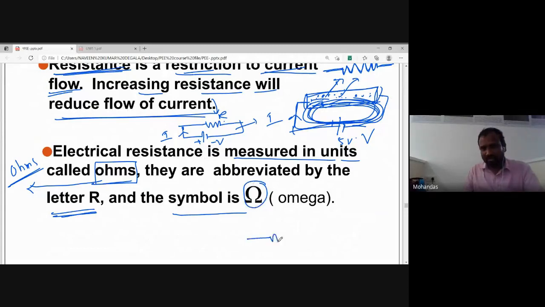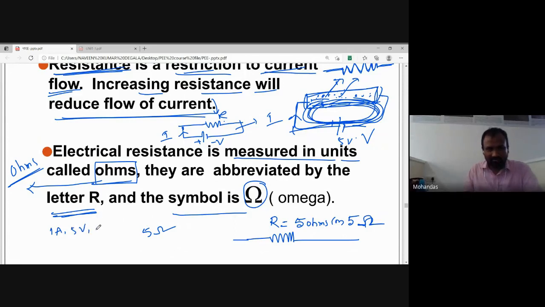Like if you take the property of resistance as a resistor, with resistance equal to 5, we can write 5 ohms or 5 with this omega symbol. You can write 5 ohm or this, like 1 ampere current, 5 volts. You can write 5 ohms.